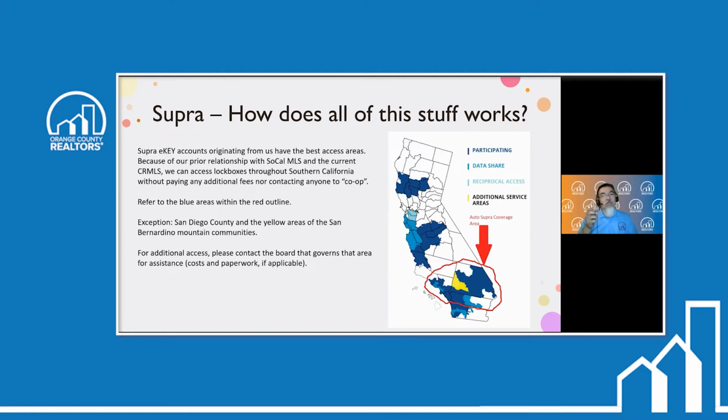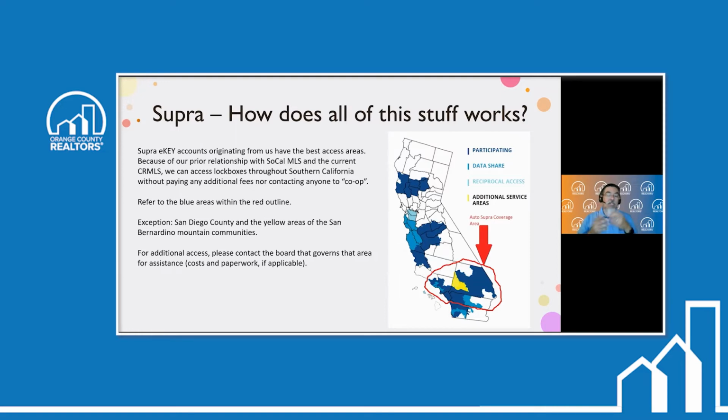The exceptions would be San Diego County. They don't data share with us. Excuse me, they use a different key service, even though they do a data share with us. They use a key service called SentryLock. Totally different system, not compatible.